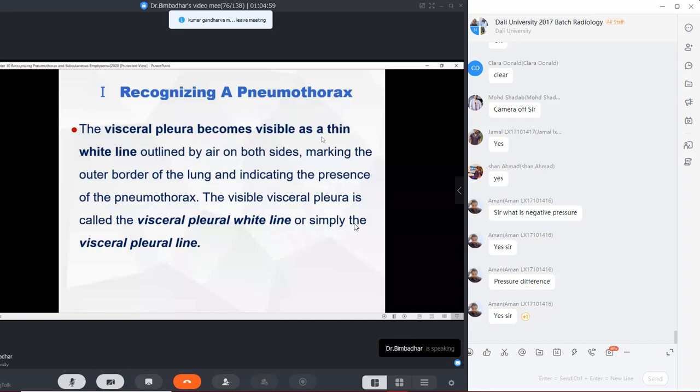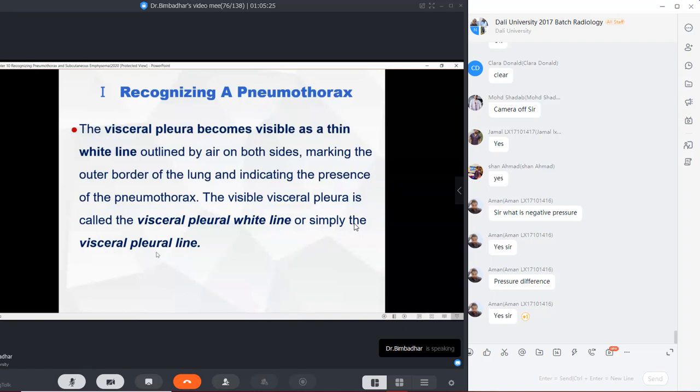Remember, the visceral pleura becomes a thin white line, and there is air present between it and the parietal pleura. The visceral pleura is quite close to the lung, so it becomes visible as a thin white line. That is the first radiographic feature you have to remember, which is called the visceral pleural white line, or simply the visceral pleural line.